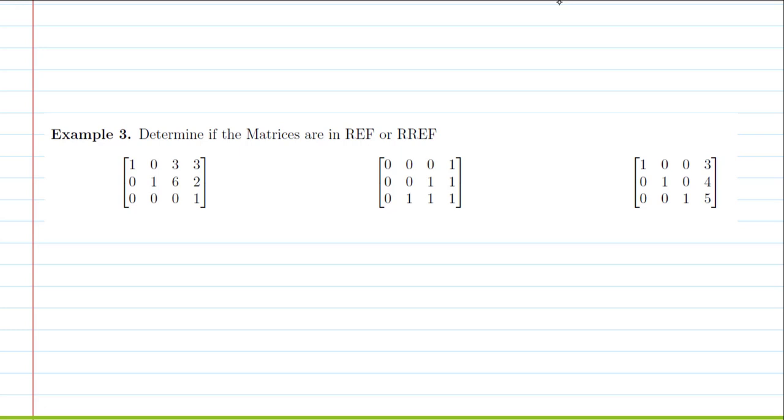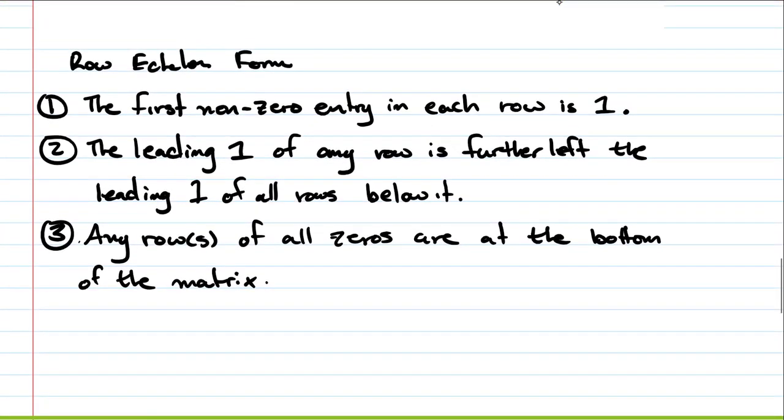So the first property is, is the first non-zero entry of every row a 1? So I check row 1, first entry is a 1. First non-zero entry is a 1. Check the third row, 0, 0, 0. First non-zero entry is a 1. So it passes our first criterion.